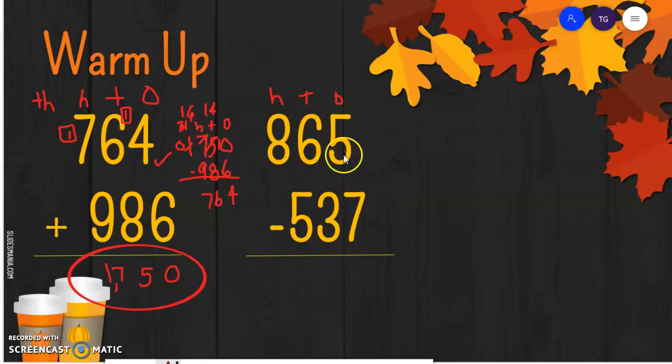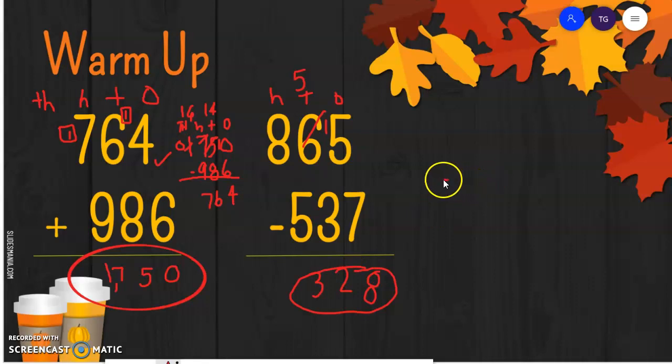Now moving to the second problem. I start in the ones place. I do not have enough ones on top to take away 5, so I regroup. 10 plus 5 is 15, so 15 minus 7 is 8. 5 minus 3 is 2, and 8 minus 5 is 3. So my difference is 328.